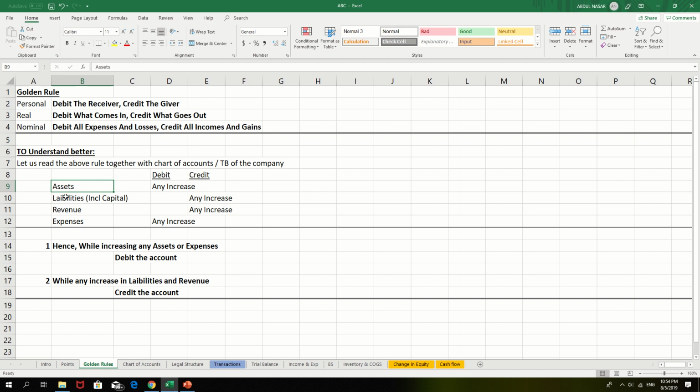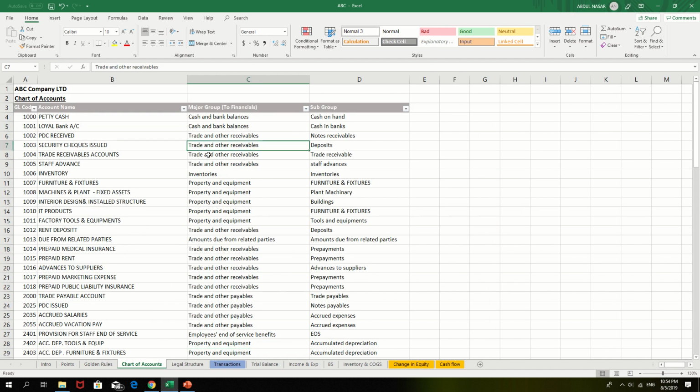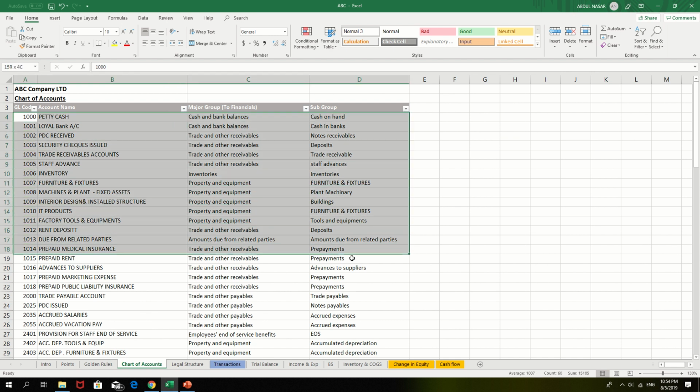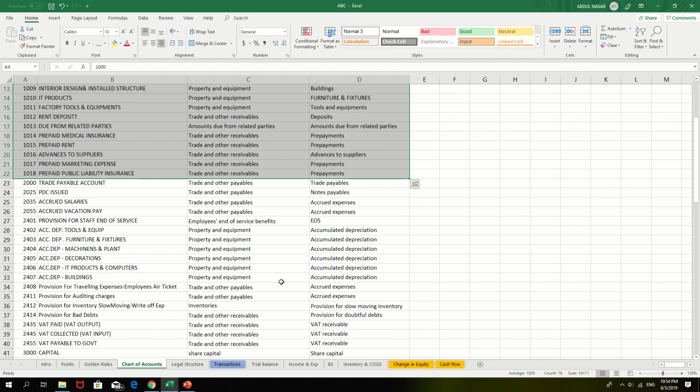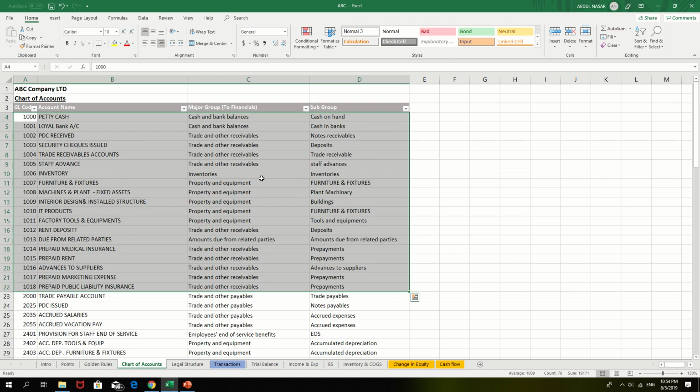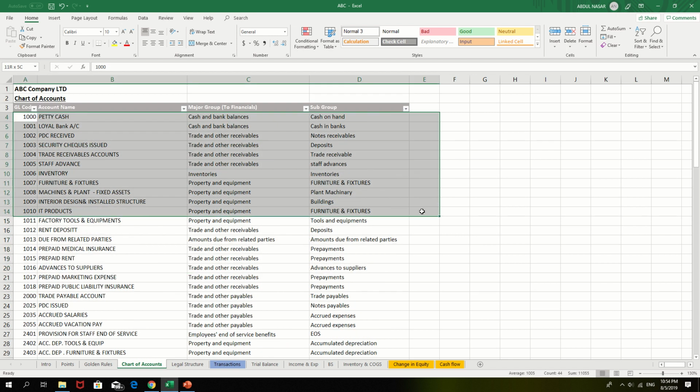We can always maintain our own chart of accounts, and those must include assets, liabilities, capital, revenue, and expenses. Now I will show you one simple example of a chart of accounts, a simple example for an LLC company. Most of you already know this.